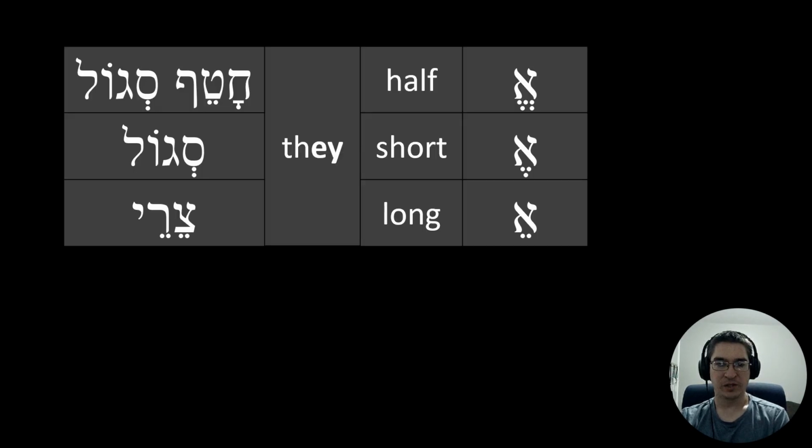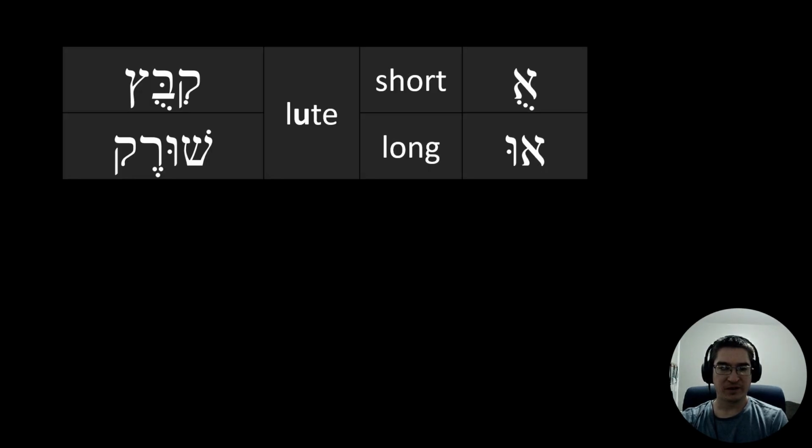With the 3 E-class vowels, the hatef segol is a whole cluster of dots here. We have 3 dots shaped in something like a downward pointing triangle, followed by the 2 vertical dots to the right-hand side, just like with the other hatef vowels. The short vowel, segol, is 3 dots shaped in that downward pointing triangle, and then the tsere, the long vowel, is just 2 dots right next to each other. All of these are pronounced A.